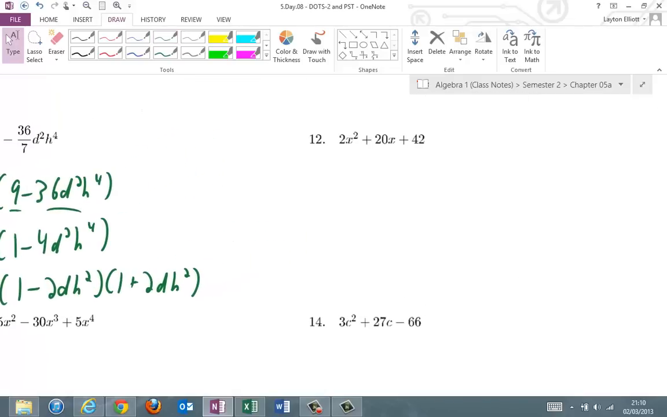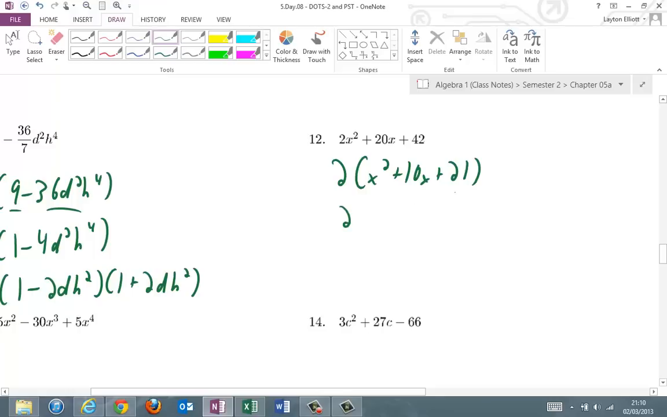Like in number 12, well, let's first pull out a 2, and I have x squared plus 10x plus 21. Okay, that's not a perfect square, but it does look like 7 times 3 is 21 and adds up to 10, so this is going to factor into x plus 7, x plus 3.